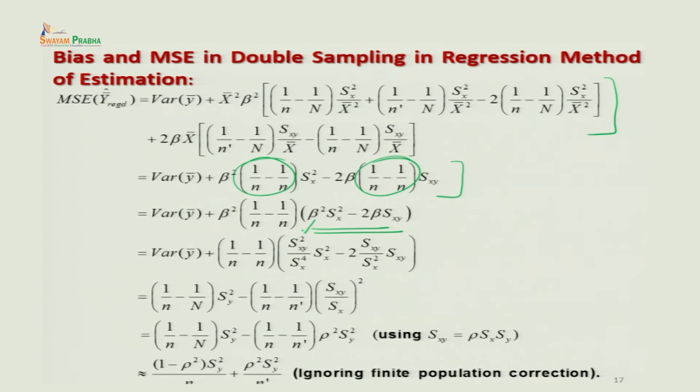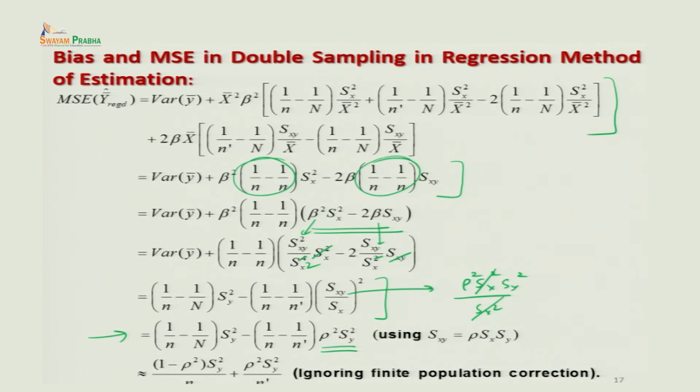Then you substitute here the value of beta and simplify, this will get cancelled out, right. And then you have finally this expression, right. And then this quantity Sxy, I am writing down as rho Sx Sy whole square. So, this becomes a square and Sx square gets cancelled out, and we have rho square Sy square. So, now this is the MSE of the regression estimator under the double sampling.